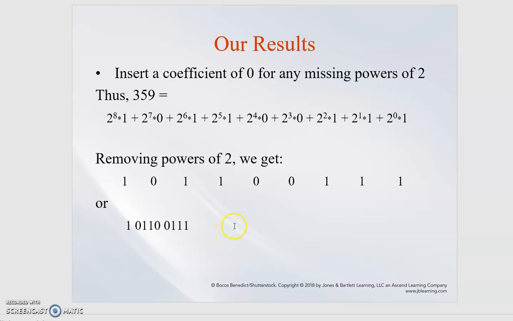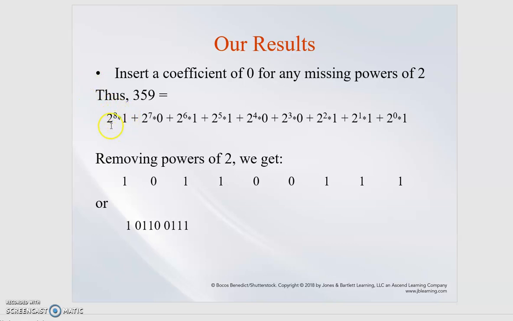Look here, our result is 359 equals to the power of 8 times to the power of 7. So this is how it's been represented from the previous slide, right? To the power of 0 to 1, right? Or you just have to remove the powers of 2 we get, right? So if you remove all the powers here, ignore 2, 8, 7, 6, 5, 4, 2, removing the powers of 2.